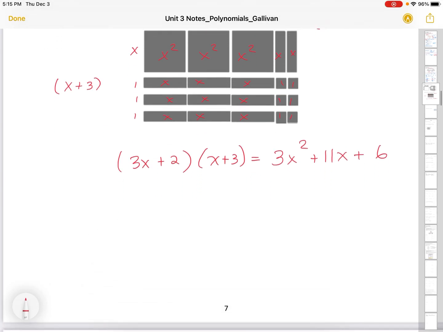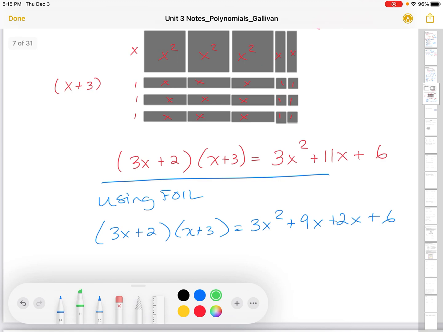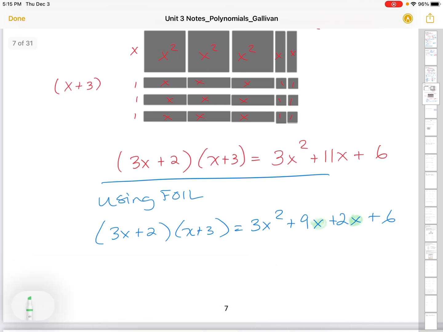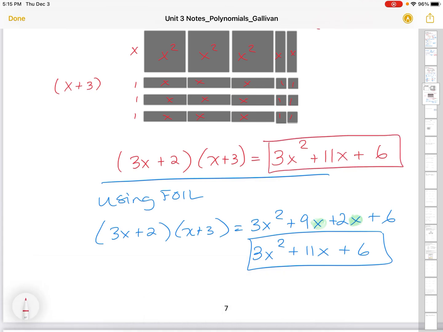Now, let's do it with a FOIL and just see if we get the same answer. So, using FOIL, 3x plus 2 times x plus 3. First, I would get 3x squared. Outer, I would get 9x. Inner, I would get 2x. And last, I would get 6. Now I've got to combine my like terms, those x's. So I would get 3x squared plus 11x plus 6. So yes, indeed, we do get the same answer.